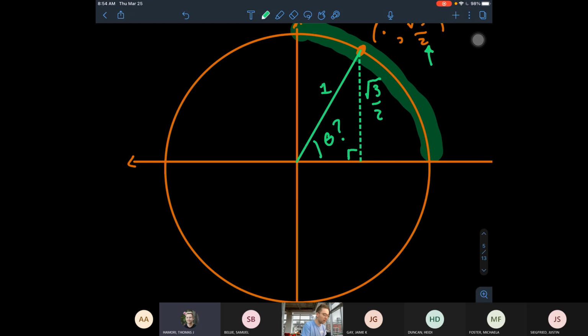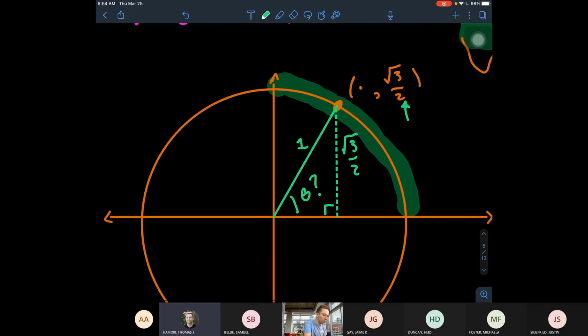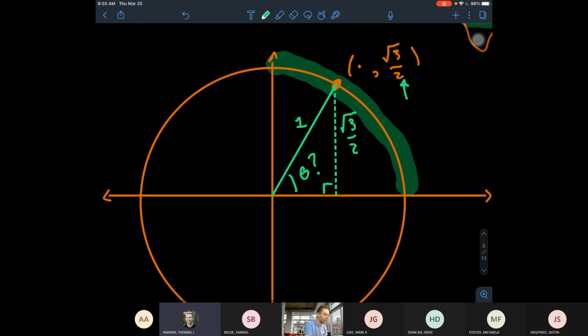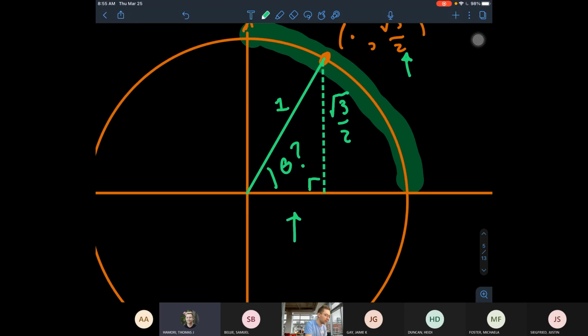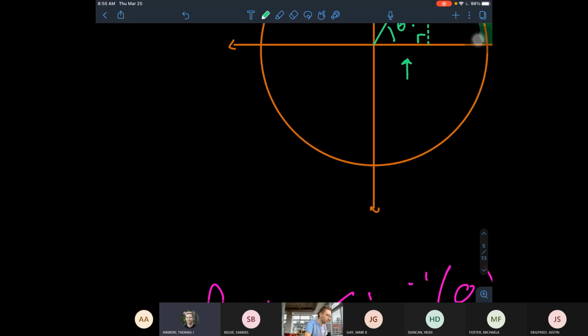So when you draw these triangles, if you know one of the side lengths on one side, you automatically know one of the other side lengths, the hypotenuse, because it's always 1. And then figuring out the other one is not too hard. This one's a special right triangle, but even if it wasn't a special right triangle, we could use the Pythagorean theorem.